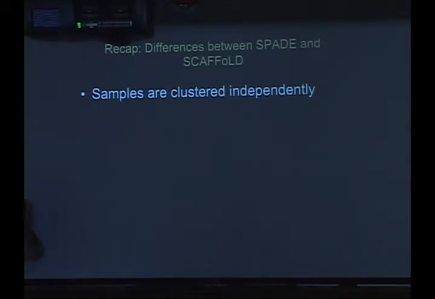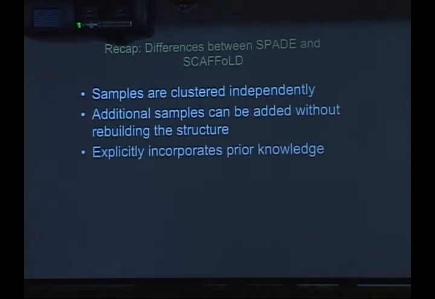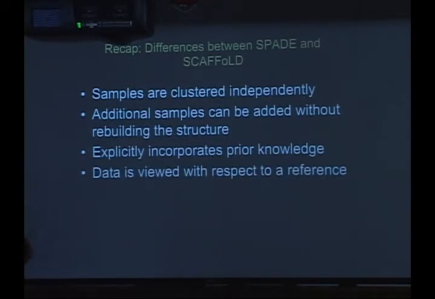So to give you a quick recap of the difference between SPADE and Scaffold, first of all, the samples are clustered independently. That's the most important thing. Which means that additional samples can be added to your analysis without having to rebuild the structure. The other very important difference is that we explicitly incorporate prior knowledge. So we're not throwing away our knowledge about gating. We're using gating to inform the construction of the map. And data is viewed with respect to a reference. So you are projecting everything with respect to the reference that you know about. Okay, so that's a very important point. You're building your structure on the reference, and then you're using that structure to view the rest of the data.